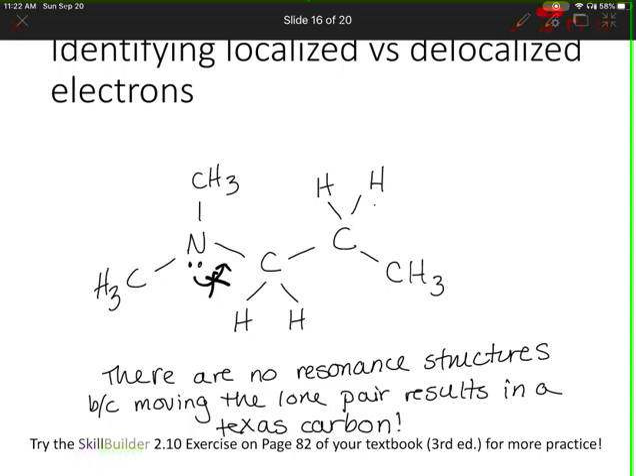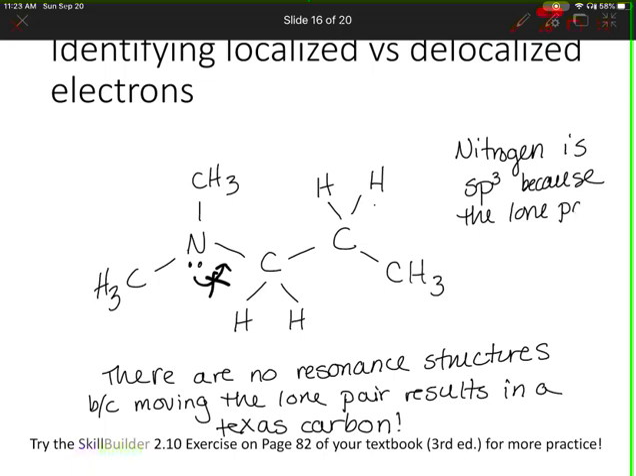So if the steric number of nitrogen is 4, what is its hybridization? sp3. All right, so nitrogen is sp3 because the lone pair is localized, which means it cannot move.